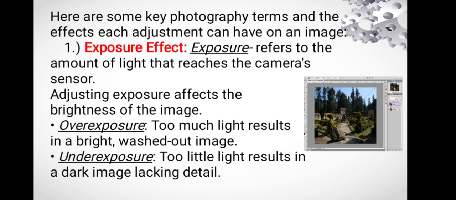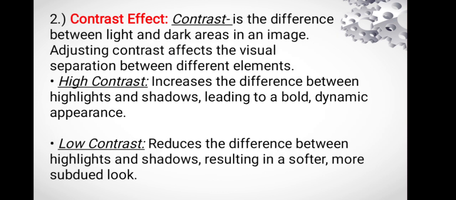So, balancing exposure is a fundamental skill in photography. Photographers often use settings like aperture, shutter speed, and ISO to control the exposure of their photos. These settings, when adjusted properly, can help you achieve the desired level of brightness and detail in your images, ensuring a well-exposed photograph.